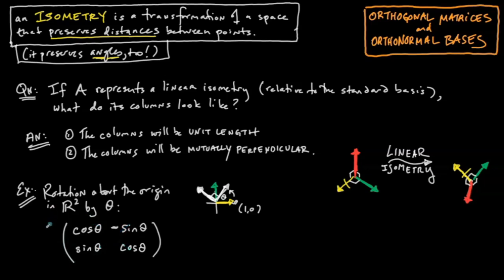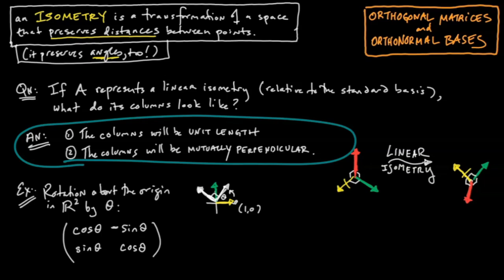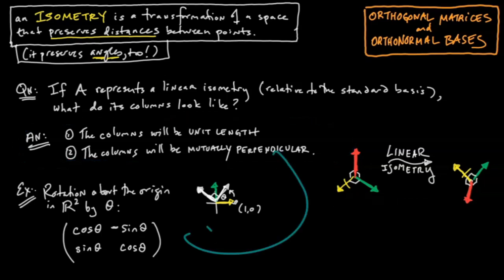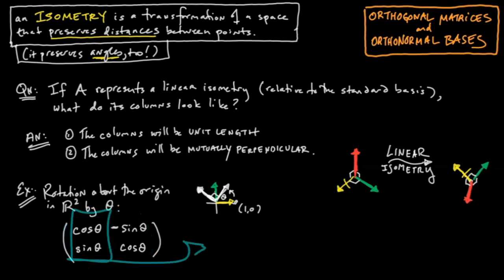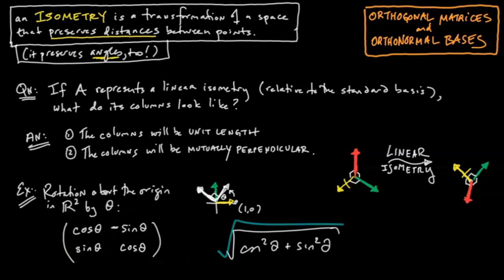Okay, so we know, of course, that this map is a linear isometry. We just would like to see these two facts about the columns that we deduced in a very general setting. We would like to verify that they hold here in a concrete example. Well, clearly they do. Are the columns unit length? Of course, this follows immediately from the way we compute the length of a vector given in standard coordinates. What's the length of this first column? It's going to be the square root of the sum of the squares of the components.